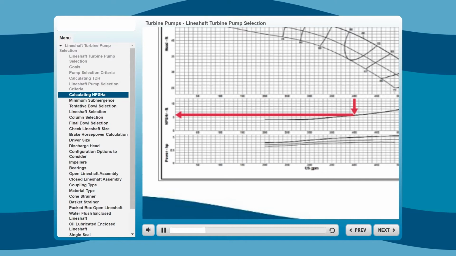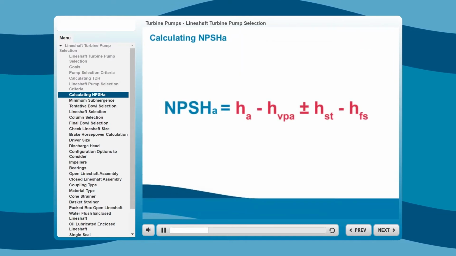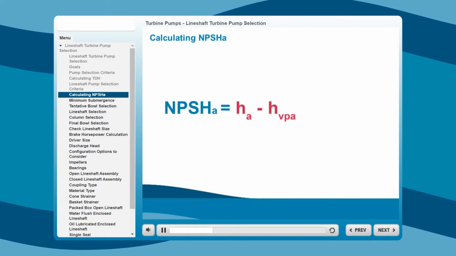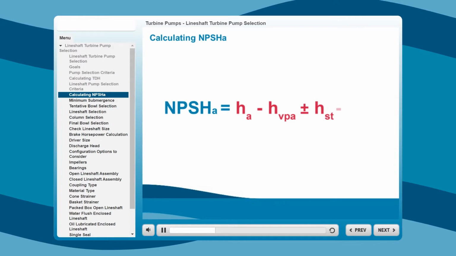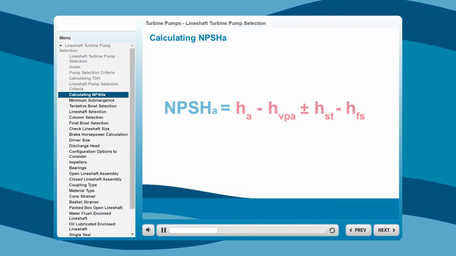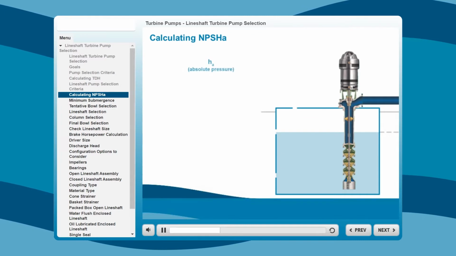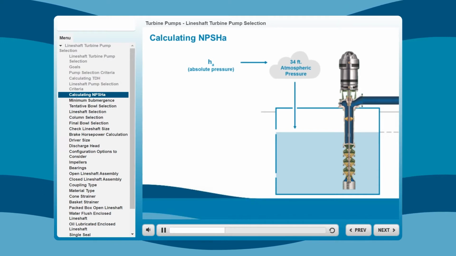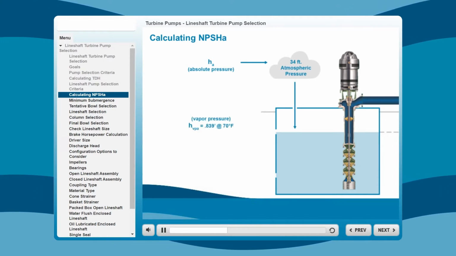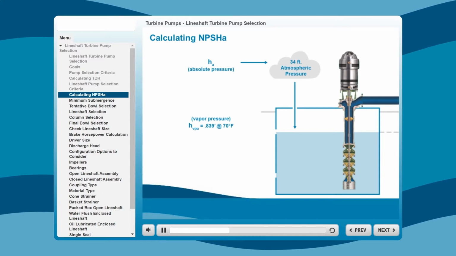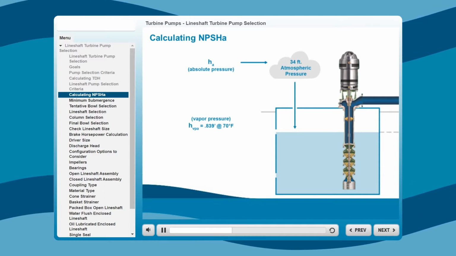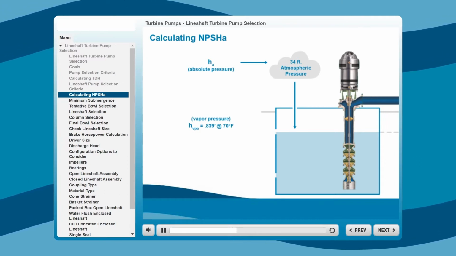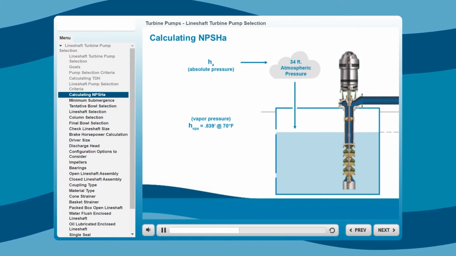The NPSH-A is calculated using the formula shown here, where NPSH-A equals HA minus HVPA plus or minus HST minus HFS. So what does that mean? HA is the head absolute and equals the absolute pressure in feet of liquid on the surface of the fluid being pumped. Then we subtract HVPA, which is the head vapor pressure. It equals the head in feet corresponding to the vapor pressure of the liquid being pumped. This information can be found on standard industry charts for properties of fluids at various temperatures.